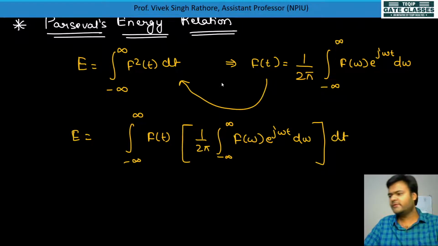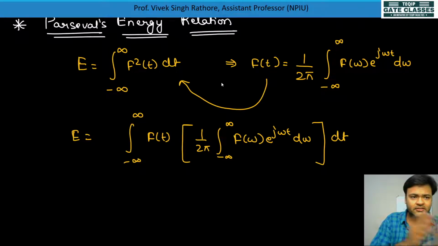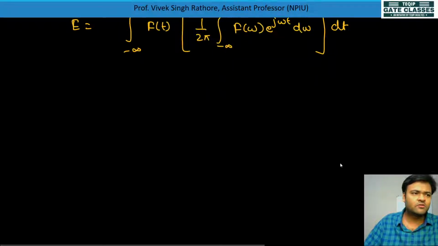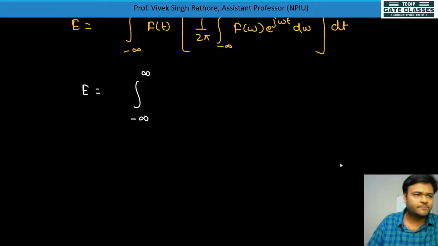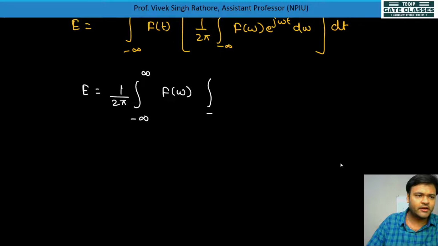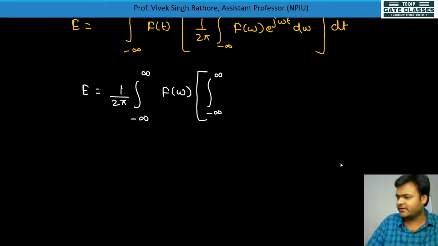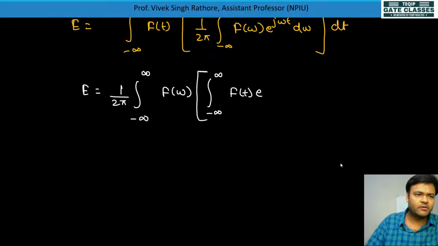Okay, now see, in signals and systems, in any derivation you can change the order of integration. So what we can do here is, E is equal to the integral from minus infinity to infinity, f of t we can take inside, and F of omega can be taken outside. So 1 by 2 pi can be taken outside, and F of omega can be taken outside, and f of t can come inside. So the integration from minus infinity to infinity, in brackets, let's suppose f of t will be there, and then e to the power j omega t, and dt can come inside. And here d omega can be there.